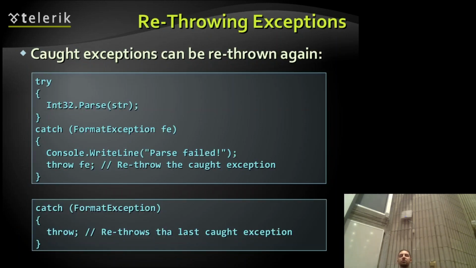Okay? Sometimes you just want to do a little bit of extra and then pass the buck. So in this case, we're still catching that format exception. We're printing, hey, parse failed, and then we're throwing that same exception. Remember, you have to throw an object. You can't throw a class. FE is already an object. It already exists. You can re-throw that. That's the equivalent of somebody throwing to me, then I take that and throw it further on up the line. And there's two shortcuts. You can say throw FE, which is the object, or you just say throw. Re-throw the caught exception.